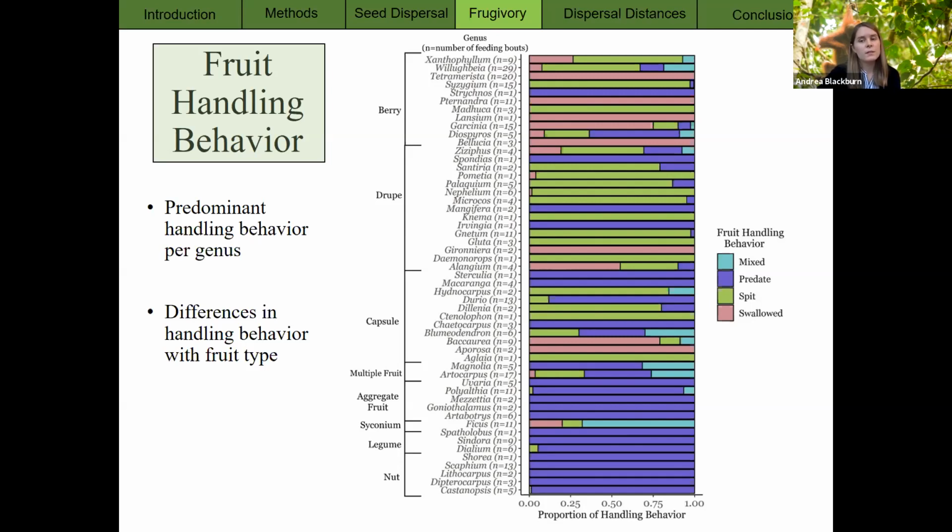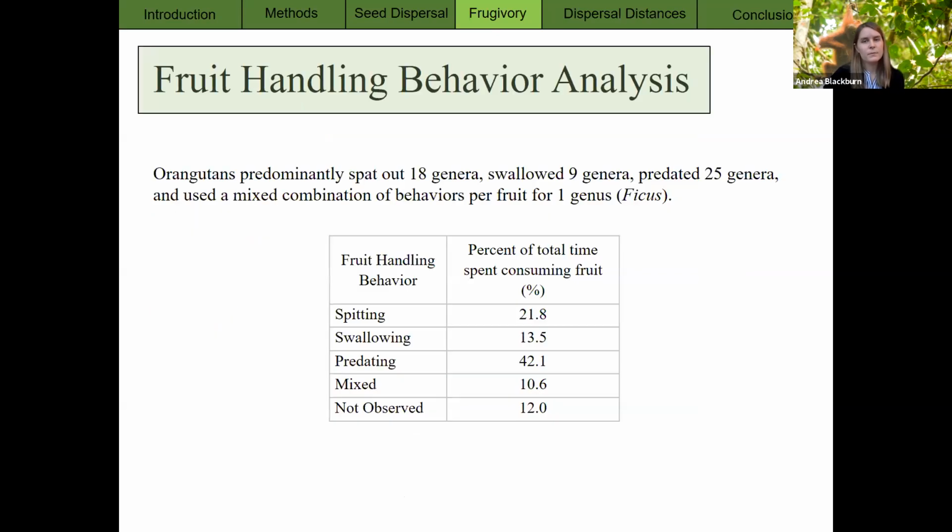So we observed differences in fruit handling behavior based on fruit type. Nuts, legumes, and aggregate fruits tended to be predated, whereas berries, drupes, and capsules tended to be dispersed via spitting or swallowing. So orangutans predominantly spat out 18 genera, swallowed 9 genera, predated 25 genera, and used a mixed combination of behaviors for one genus, and this was Ficus.